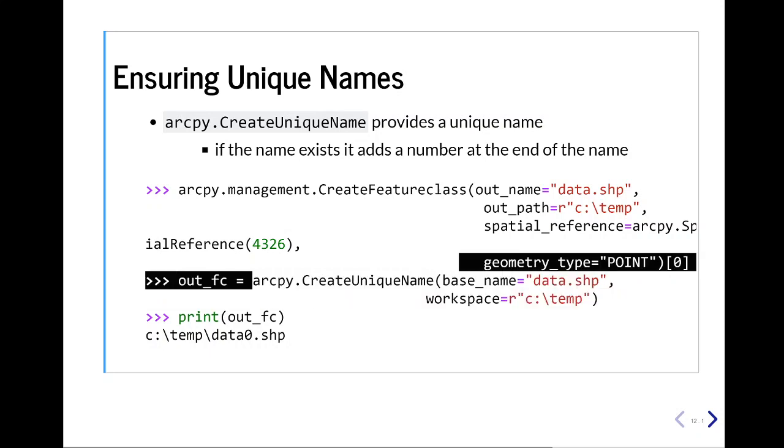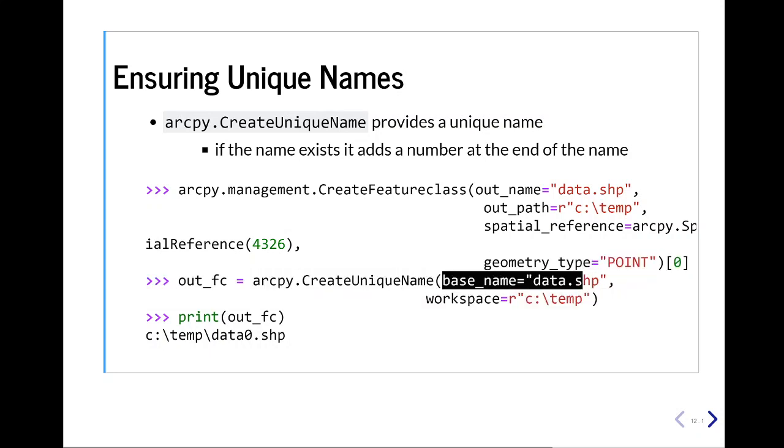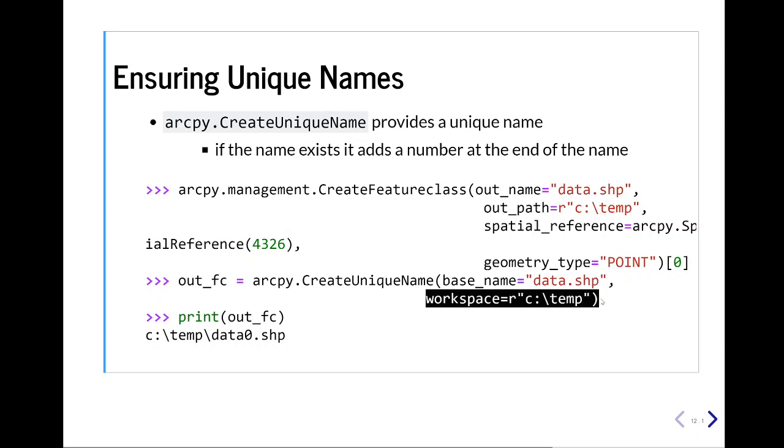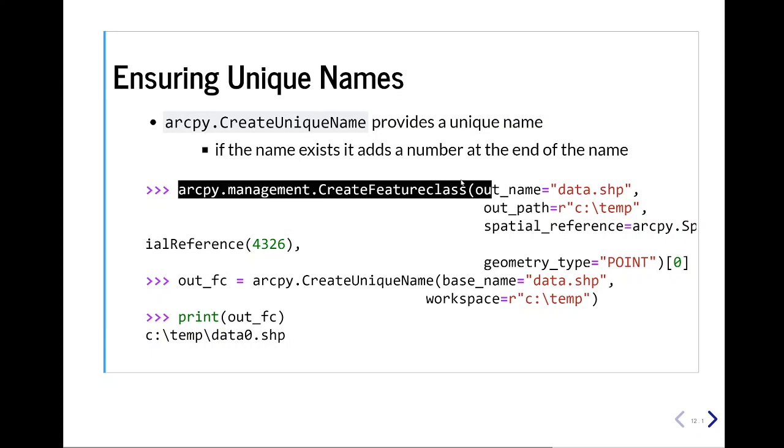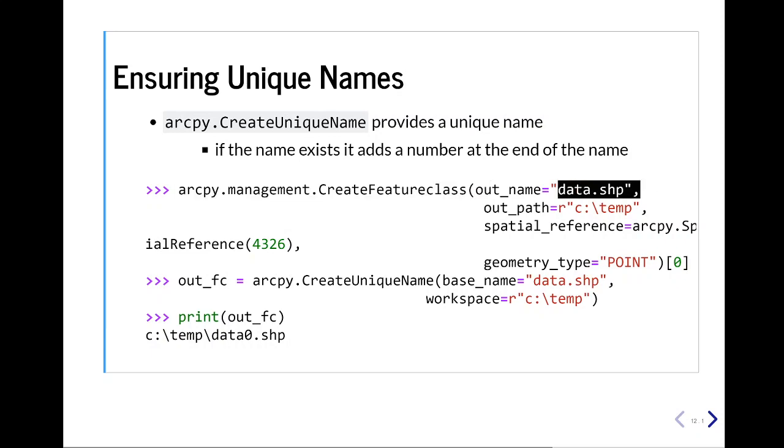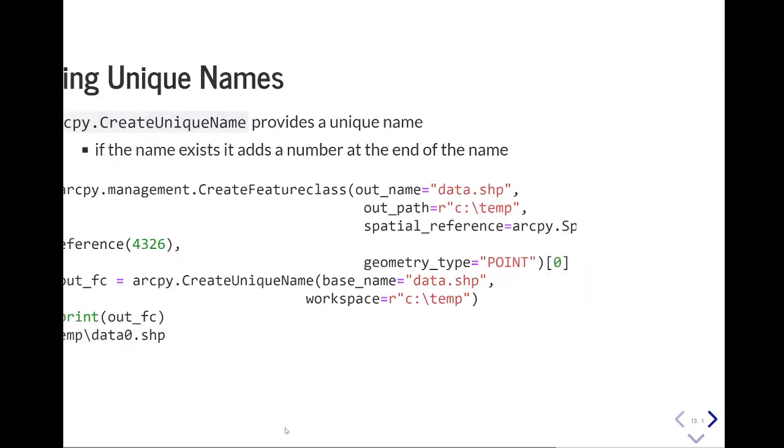So we just do arcpy.CreateUniqueName. We give it our base and the folder in this case, which is our workspace, and pass that in. And notice that instead of getting c:\temp\data.shp, we get c:\temp\data0.shp. So the next time I pass this out fc in here, when I do my create call, this would become data0.shp.